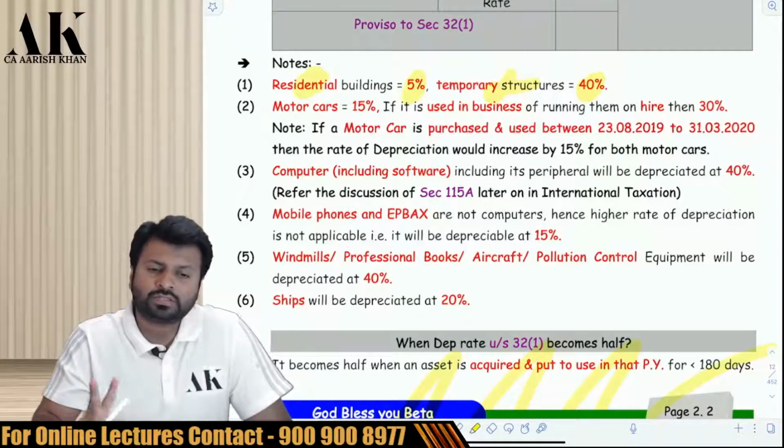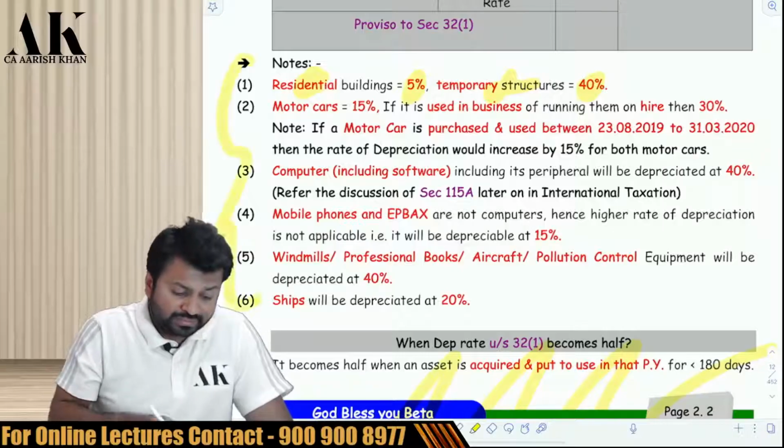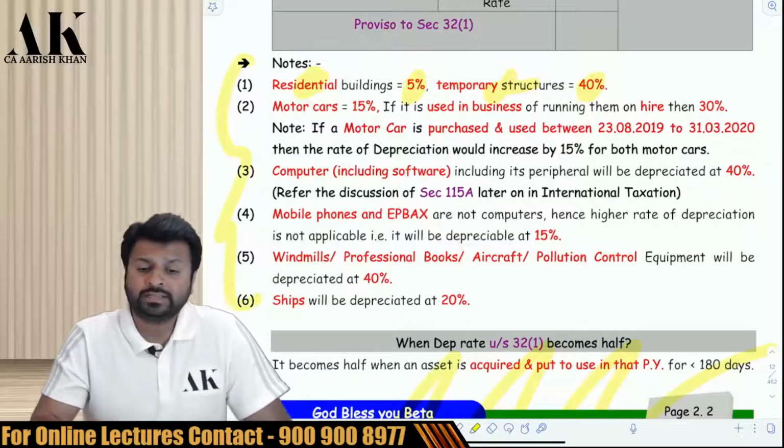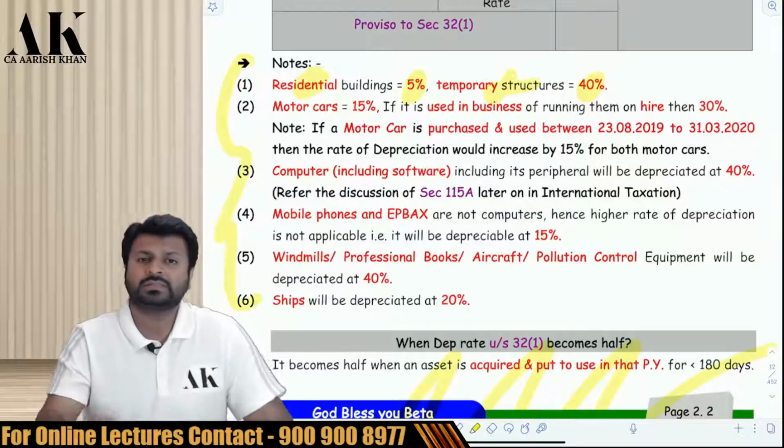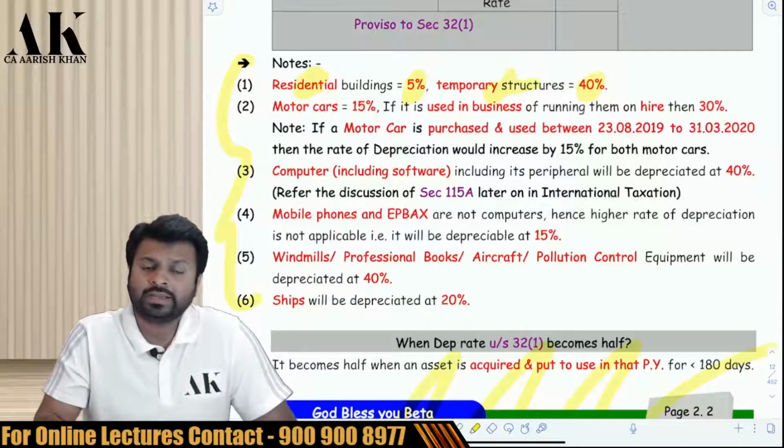Ships will also get depreciation of 20%. So you have to keep these rates in your mind. Sometimes ICAI will test you on these rates in the exam. So you have to be very careful and very particular about these rates. Here there is no margin of error. The margin of error over here is 0%. You cannot write a wrong rate in the exam. The entire solution will go wrong.